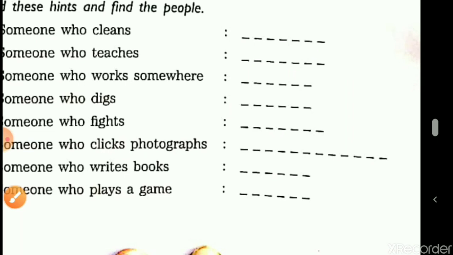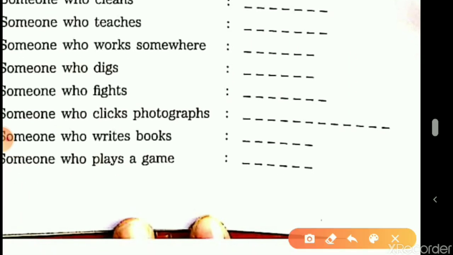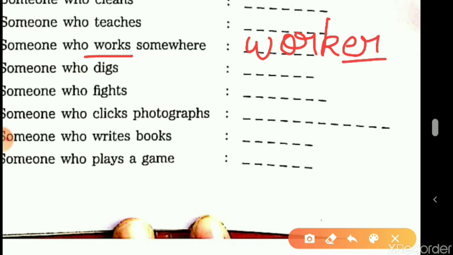Now the next one. Someone who works somewhere. जो कहीं पे काम करता है. अब आपको इसमें से वर्क वर्ड पकड़ना है. सो WORKER, वर्कर. जो दिया है उसी में से बेटा क्लू लेके आपको उसमें ER ऐड करना है. जैसे समवन हु क्लीन्स में से क्लीन को पकड़ा और आपने ER लगाए तो क्लीनर हो गया.